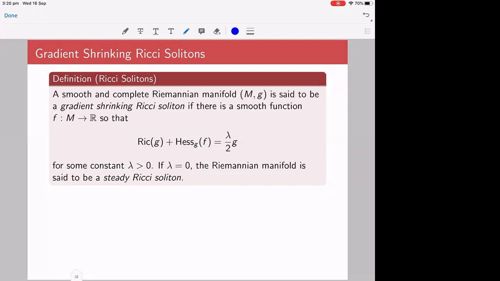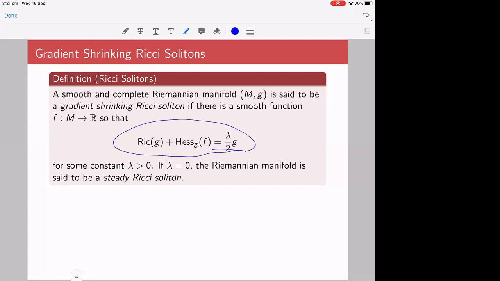So, definition: if you happen to have a smooth and complete Riemannian manifold, you call it a gradient shrinking Ricci soliton if there happens to be a smooth function f from your manifold into the set of real numbers so that this almost Einstein equation holds. If we got rid of the Hessian term here, we would just have the Einstein equation, but instead we're going to insist that the Ricci curvature of g plus the Hessian of f taken with respect to your Riemannian metric g is the same as some scalar multiple of g itself.